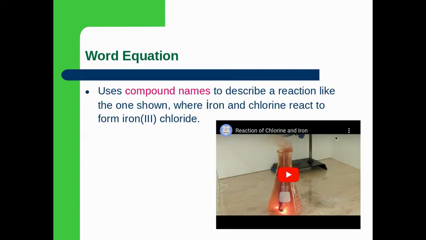All right, so if we wanted to take this description and turn it into a word equation, this is what it would look like. So we're starting with iron, and here it was in the form of steel wool, which is a solid, and chlorine, which is a gas at room temperature. And then this is where the magic happens. This is where the reaction occurs. And once it occurs, we no longer have the element iron and the element chlorine. We now have the compound iron 3 chloride, which is a solid.